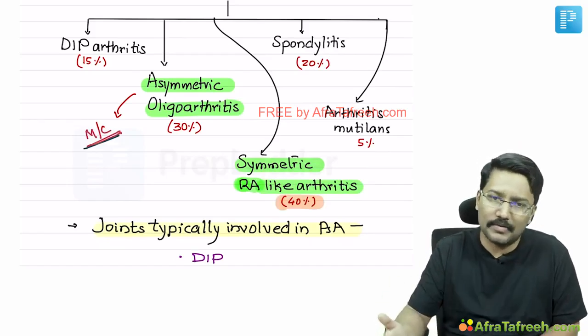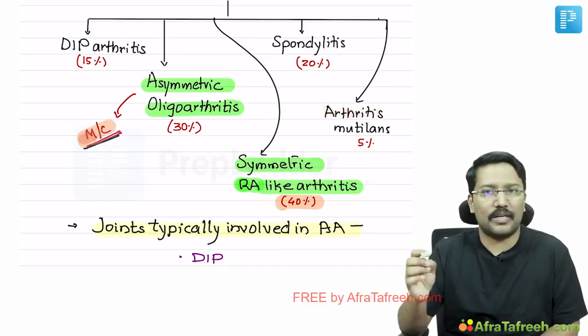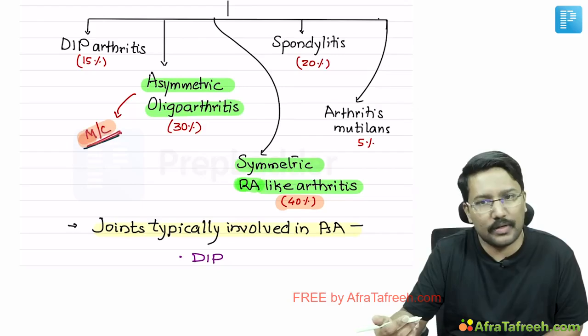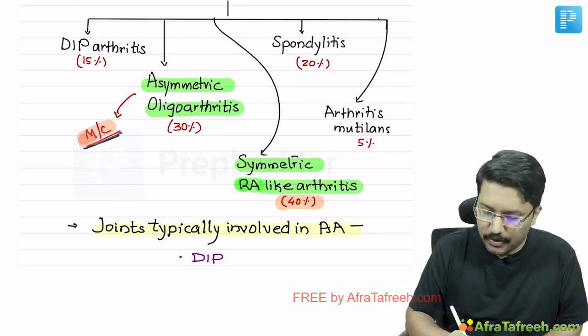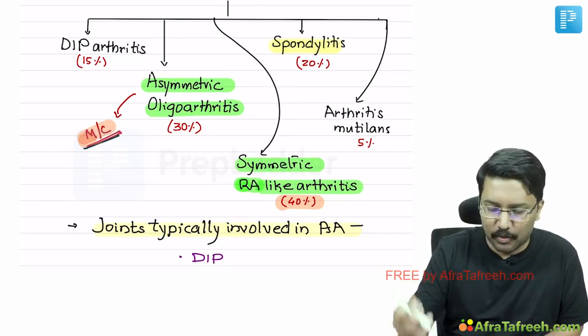Right? That is what Harrison gives. But I would strongly urge go with asymmetric oligoarthritis as the answer if there is a question about it. Okay. So now we already know 3 types of presentation. The fourth one is axial, mainly spondylitis, right?